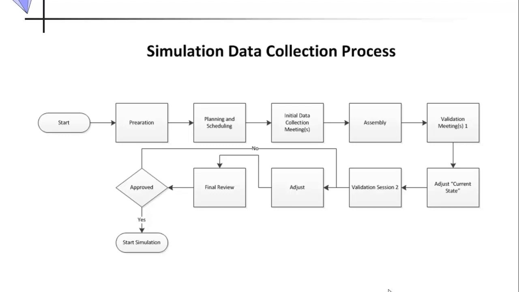We'll, of course, then make the adjustments in the current state static model or flowchart model. We'll then conduct validation session 2 in the same manner. We'll make any adjustments necessary, and then we'll ask for the final review and approval. And once that's done, you're ready to start the model. By the way, be prepared, even when you're in the next phase, which is the methodology of building a model, you're very often going to have to come back to the data collection phase, as something inevitably will come up that needs to be addressed.